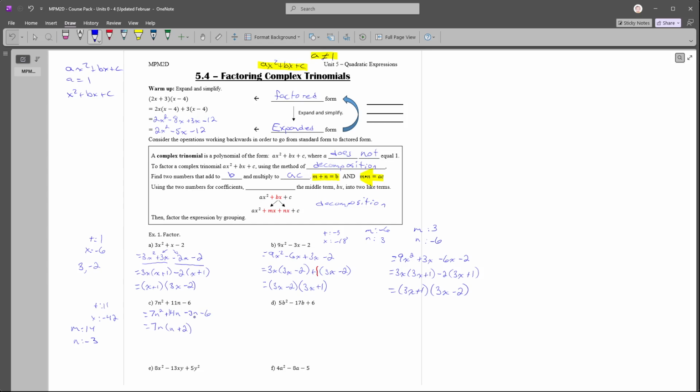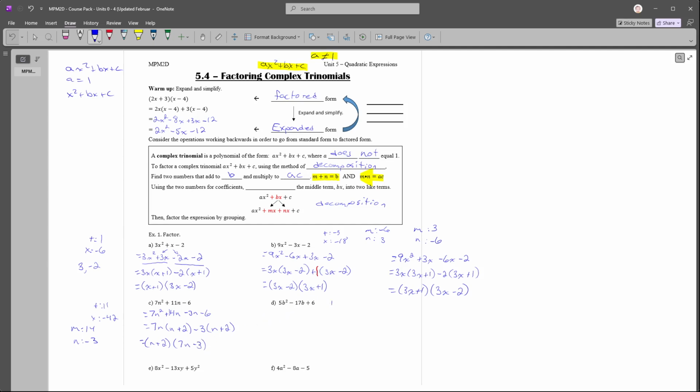And the next one, we're going to factor out a negative 3. And that becomes n plus 2 as well. And now our first term is our brackets, n plus 2. And our second term is going to be 7n minus 3. Awesome. Let's go to the next one.